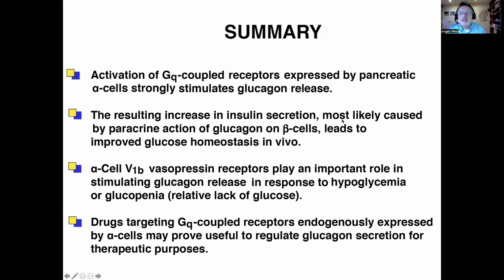Activation of GQ-coupled receptors expressed by pancreatic alpha cells strongly stimulates glucagon release. The resulting increase in insulin secretion, most likely caused by paracrine action of glucagon on beta cells, leads to improved glucose homeostasis. Alpha cell V1b vasopressin receptors play an important role in stimulating glucagon release in response to hypoglycemia or glucose deficiency. We speculate that drugs that can target GQ-coupled receptors endogenously expressed by alpha cells may prove useful to regulate glucagon secretion for therapeutic purposes.